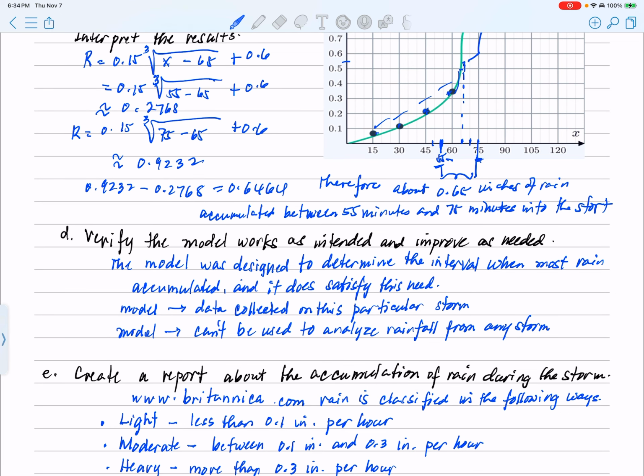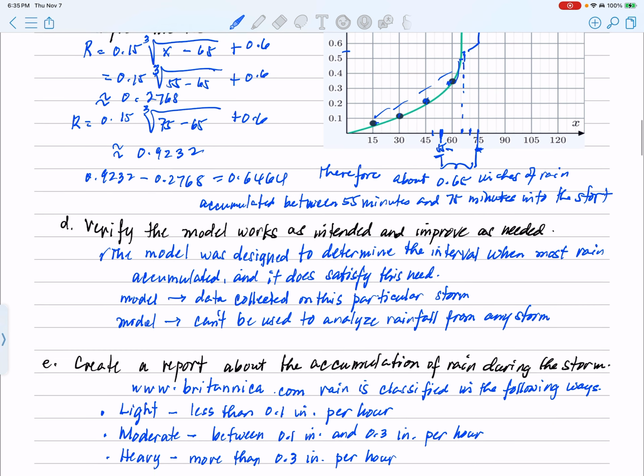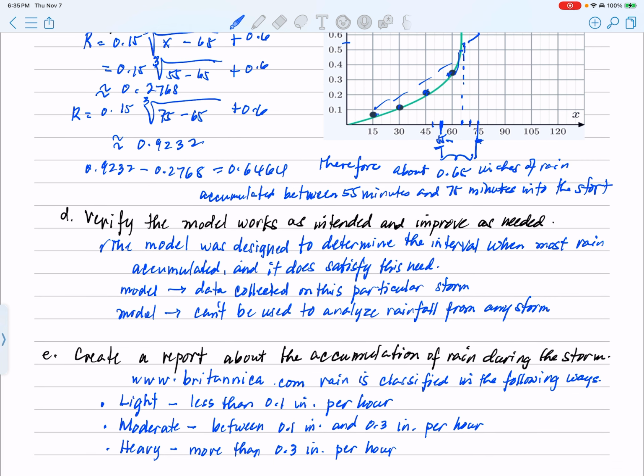So the model was designed to determine the interval when most rain accumulated. And it does satisfy this need. However, the model is limited to the data collected on this particular storm and cannot be used to analyze rainfall in general.